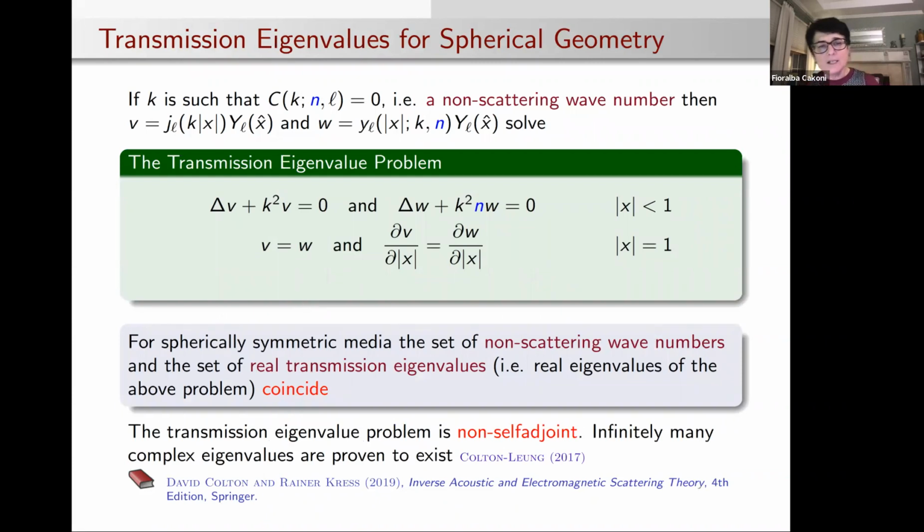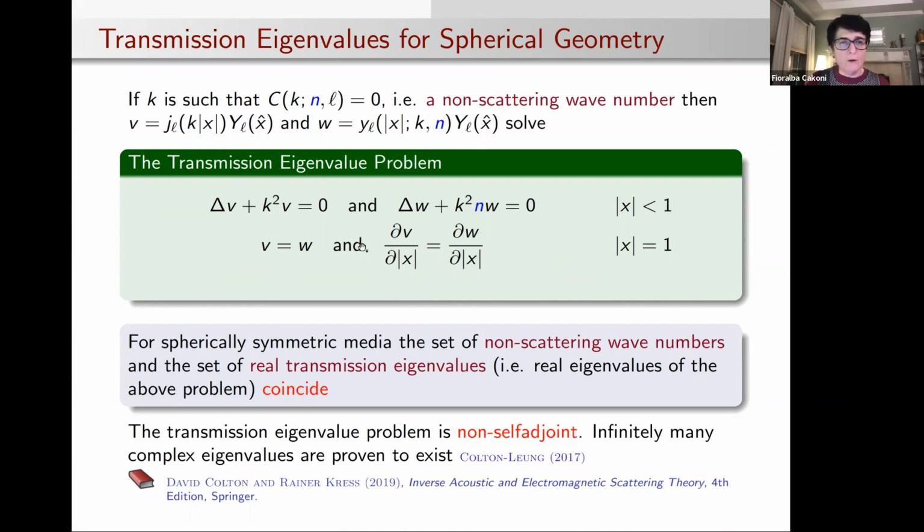Now I would like to make the connection to the transmission eigenvalue problem. Again, for spherically symmetric media, if K happens to be a zero of this entire function, then this function V and this function W satisfy this homogeneous problem. V satisfies the Helmholtz equation everywhere, in particular inside D, and W satisfies this equation with a coefficient n, and they share the same Cauchy data on the boundary of the inhomogeneity. This is the famous transmission eigenvalue problem. What I'm saying is that I call the values of K for which this homogeneous spectral problem has a non-trivial solution transmission eigenvalues.